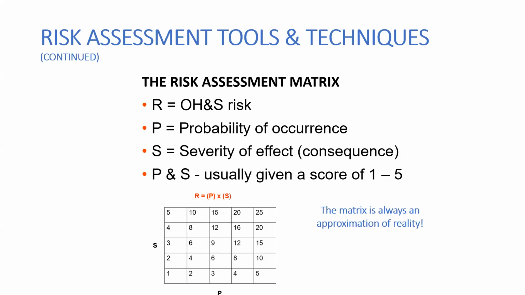So the maximum will be a rating of 25. If it is 20 and above, we need to stop the activities and apply control. If it is between 6 and 15 or 16, we need to apply control and monitor. If it is less than 6, it is already under control. So this is how we are going to do many of the activities in the risk assessment.